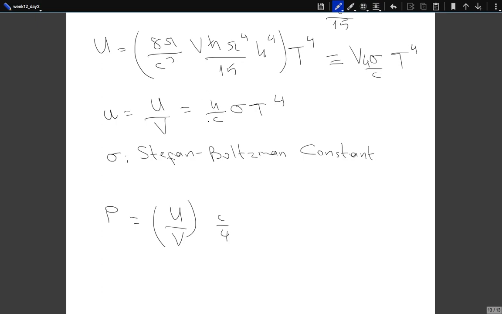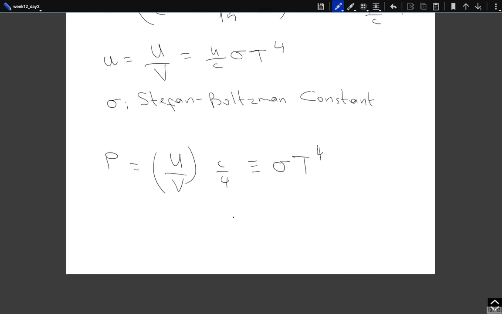That's why I included this 4 over c over here. So this is just sigma times T to the 4. This is the famous Stefan-Boltzmann law for black body. It's basically 1/4 of the radiation is moving in the direction of the hole. That's why we have that 1 over 4. And the energy is moving at the speed c. Energy density is moving with the speed c, and only 1/4 of it is moving in the correct direction. That's why we have this c over 4 factor.